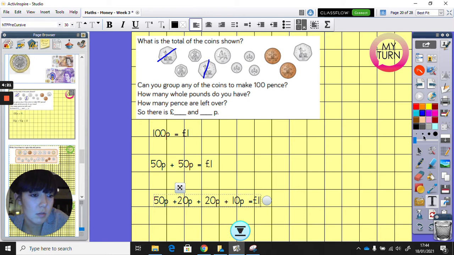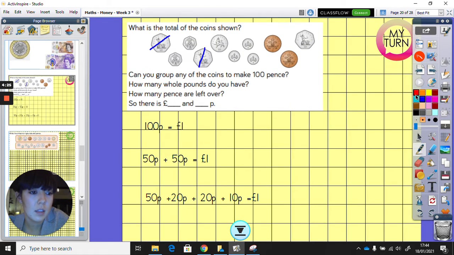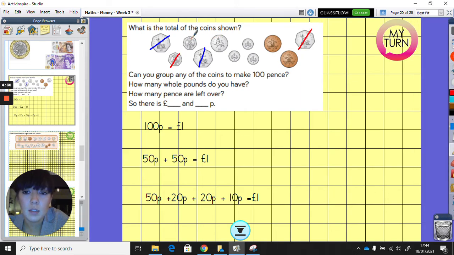So I'm going to cross those ones out in a different colour just to remind myself. So I used a 50, and I used 2 20s, 50, 60, 70, 80, 90, and then I used a 10, so that'd be 100. So I've got £2 so far. I've got this pound and I've got this pound.